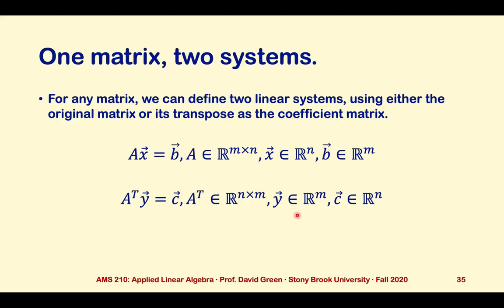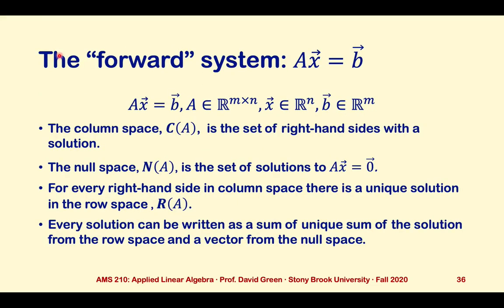Now let's think about how our ideas of the fundamental subspaces can be used to understand these systems. Let's start with the forward system, AX equals B. This is one we've discussed thoroughly already. The column space we have seen is the set of right-hand sides with a solution, the set of possible right-hand sides that give us a well-defined solution for AX equals B. The null space is the set of solutions to AX equals 0.